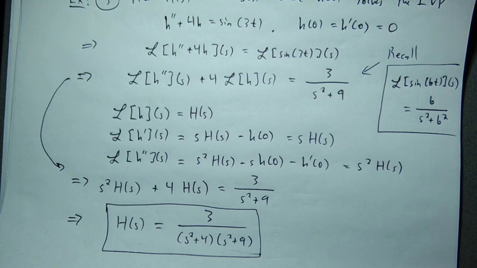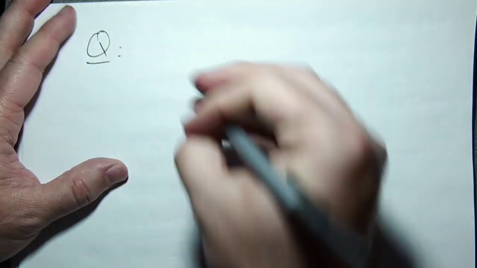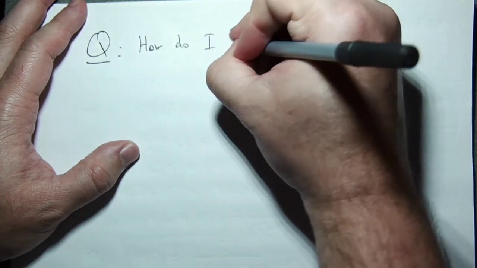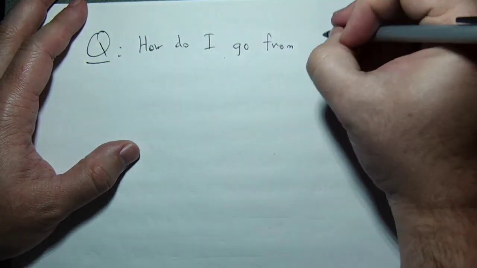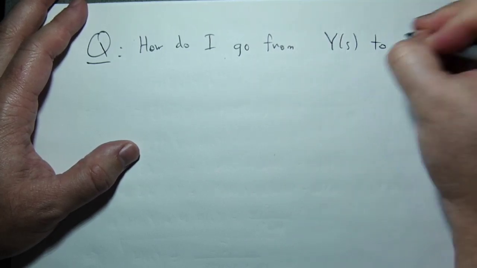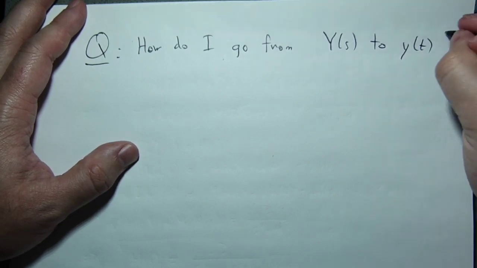Okay, so now we've done 3 examples where we have found the Laplace transform of the unknown function that we seek as a solution to the differential equation. Now, what does this mean? Big question. Question: how do I go from big Y of s to little y of t?